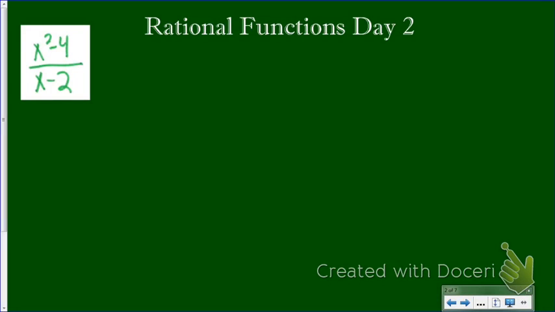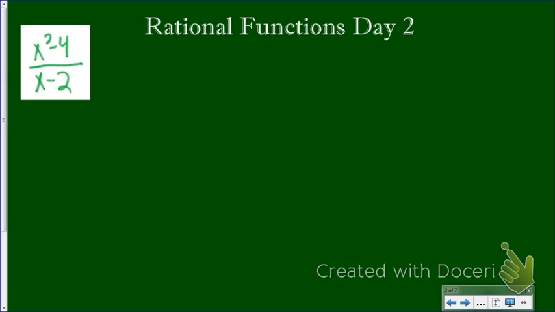Hi guys, so today we're going to continue graphing rational functions. What we're going to do today is look at a couple more complicated ones that have some components that we didn't see yesterday. If you look at this very first function, just like yesterday, the first thing we're going to do is factor.